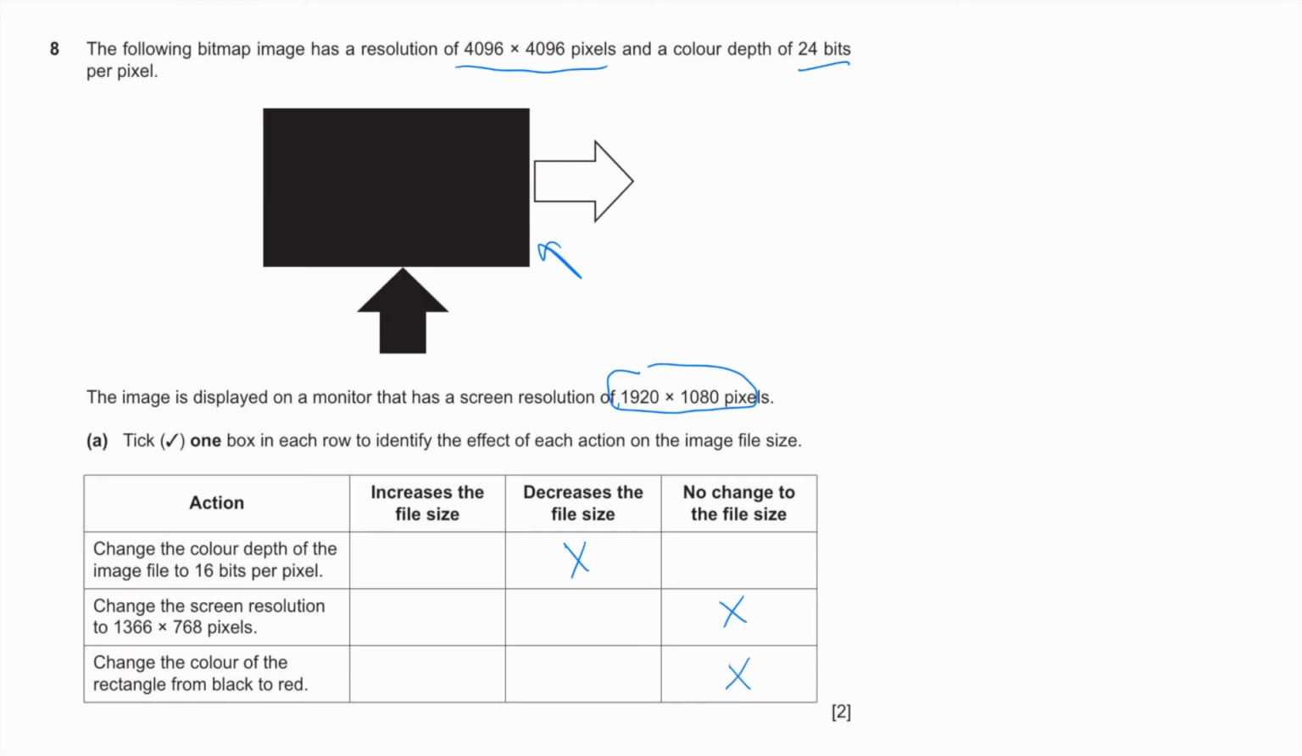What is important to remember, though, is that if we did increase the screen resolution, so if our monitor had a higher screen resolution, then we may end up increasing the file size. But that wasn't the case here. So for the second one, we're good to go.